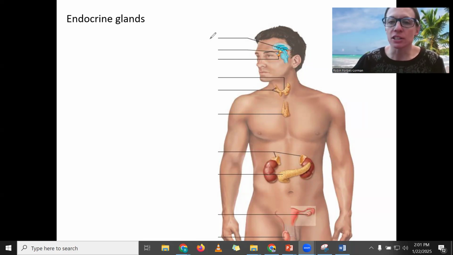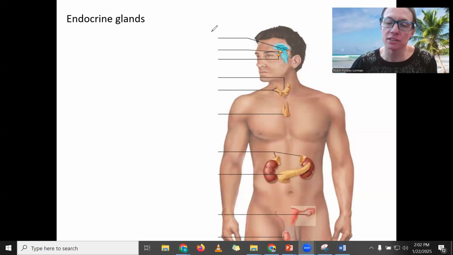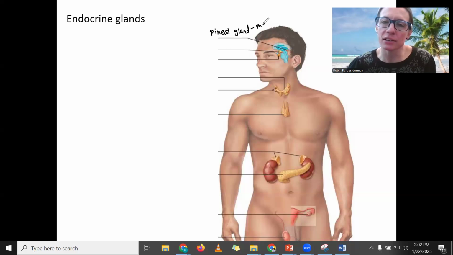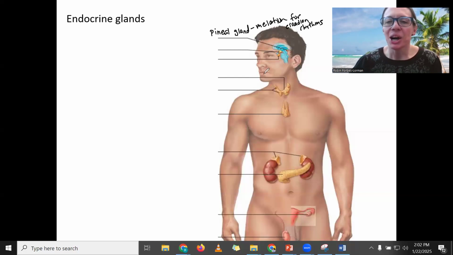So let's start up here in the brain, this little tiny gland that's in kind of the back of your brain. It's above the superior colliculus. This is the pineal gland. This gland produces melatonin for sleep-wake cycles, so circadian rhythm. We won't be talking about this gland much this semester.